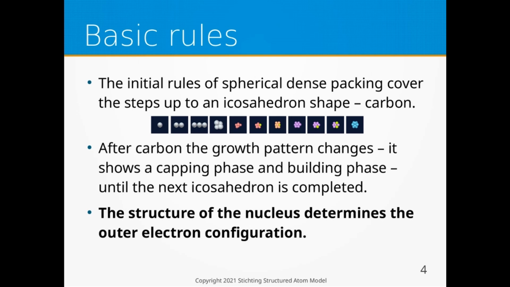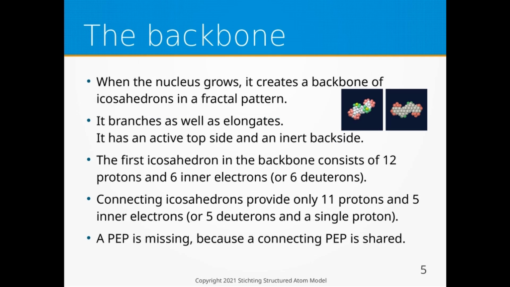The growth pattern after carbon changes. The growth starts at two new locations on the initial carbon and repeats the dense packing pattern until carbon is reached again. Larger elements have at its base a combination of multiple icosahedron structures sharing a connecting PEP.